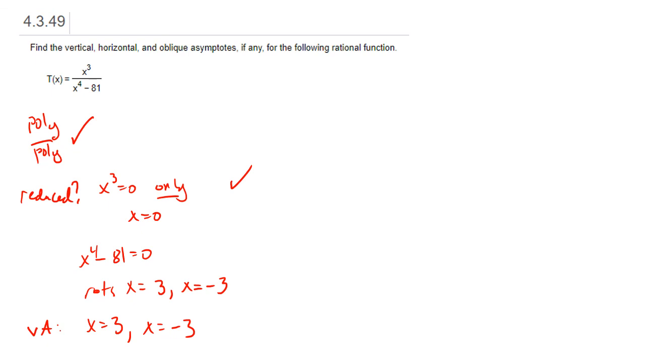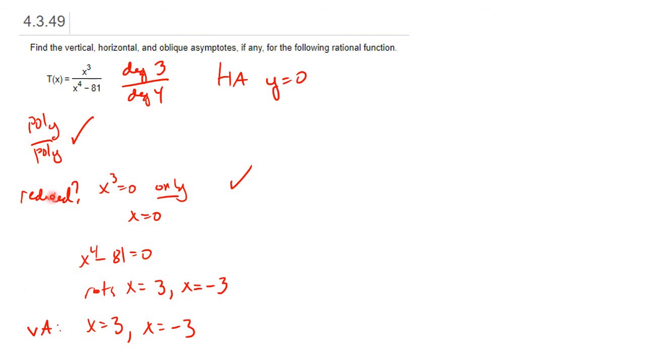Okay. How do I find if there are horizontal or oblique asymptotes? Remember, there's only going to be one of them, and the question becomes, what's the degree of the numerator versus the degree of the denominator? Well, the numerator has degree 3, and the denominator has degree 4. When the numerator has smaller degree, the horizontal asymptote will always simply be y equals 0.